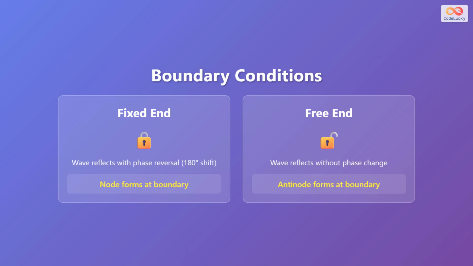The behavior of standing waves depends heavily on boundary conditions. At a fixed end, such as a string attached to a wall, the wave reflects with a phase reversal of 180 degrees. This causes a node to form at the fixed boundary. Conversely, at a free end where the medium can move freely, the wave reflects without any phase change, resulting in an antinode forming at that boundary. These boundary conditions determine the allowed patterns that can exist in the medium.